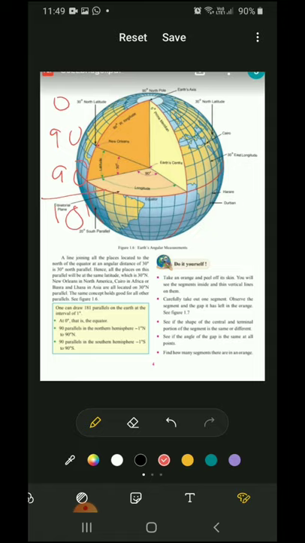Is this clear? I repeat once again, there are 181 parallels because the equator, that is 0 degree, is counted as one parallel. There are 90 parallels in the northern hemisphere and 90 in the southern hemisphere. So 1 plus 90 plus 90 makes it 181. This 0 degree is counted as one parallel. Okay, now do it yourself. I am reading that part. We have already done this in the video, so we move ahead.